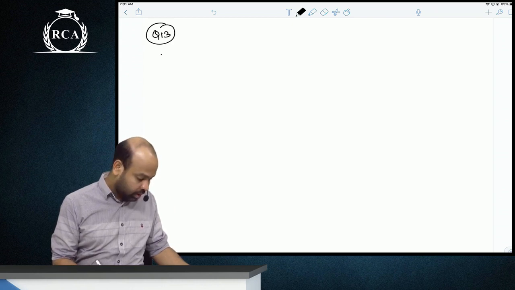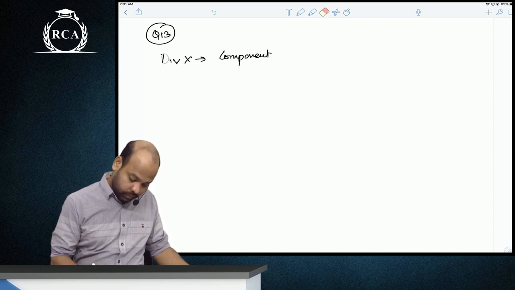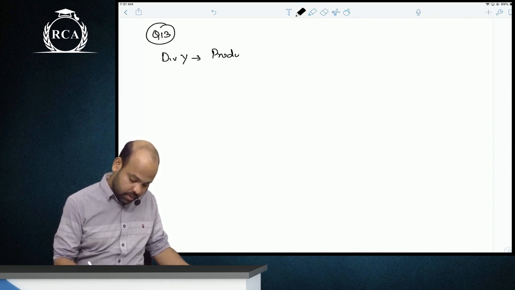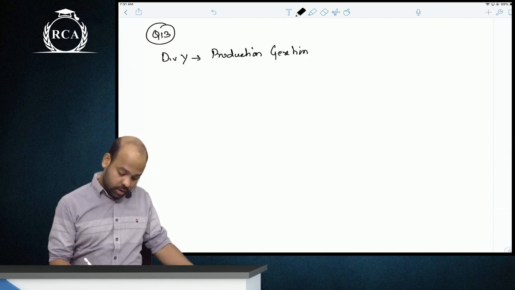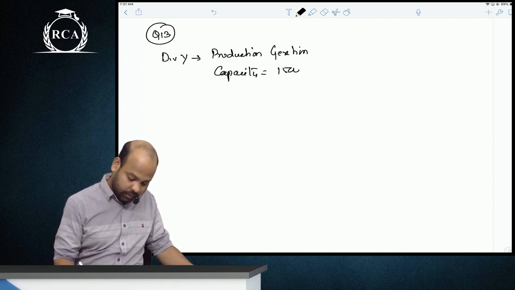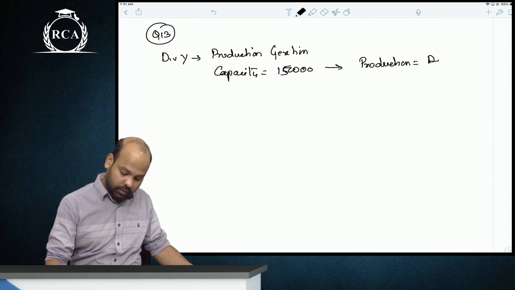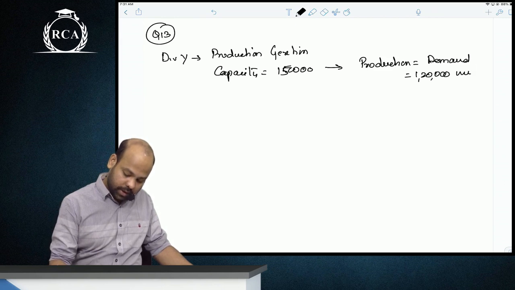Now, if you talk about division X, component GX. Sorry, I will write division Y first, product Jextin. Their capacity is 1,50,000, but demand is only 1,20,000. So production would be equal to the demand of 1,20,000 units.